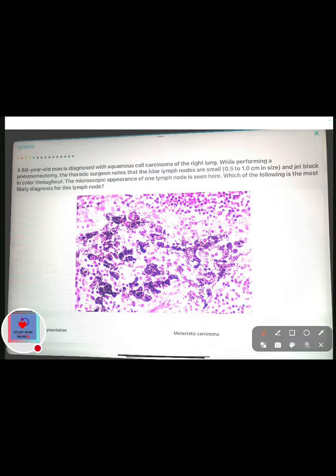A 66-year-old man diagnosed with squamous cell carcinoma of the right lung, performing a pneumonectomy. The thoracic surgeon notes that the hilar lymph nodes are small, and they are jet black in color. The microscopic appearance of one lymph node is this. Which of the following is the most likely diagnosis for this lymph node? Whether it is anthracotic pigment, or metastatic carcinoma, or hemosiderosis, or accumulation of melanin.